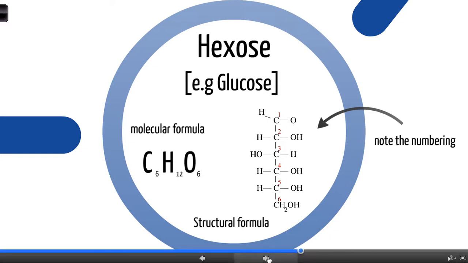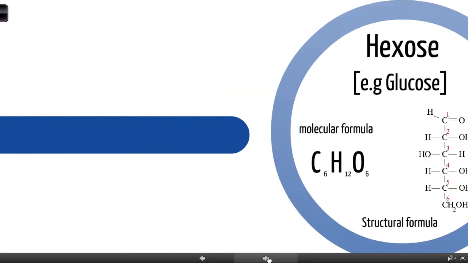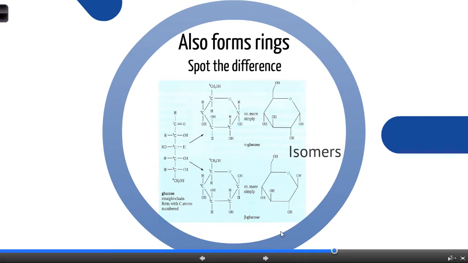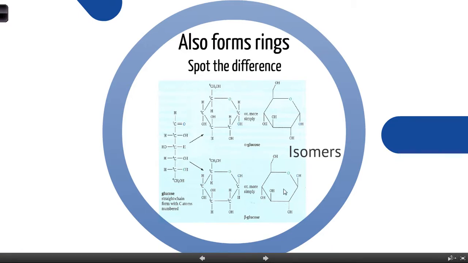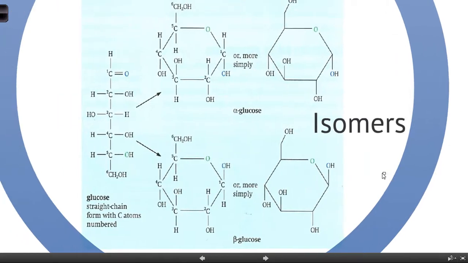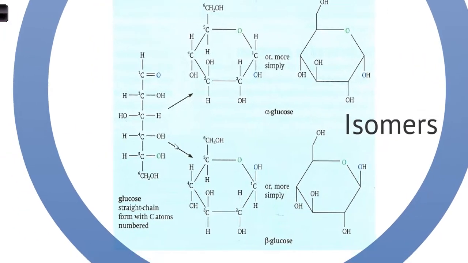So note that numbering. That's going to be important when we look at the structure in a little bit more detail. These straight chain sugars aren't often found in large quantities in nature, and that's because they can fold up to form ring structures. Here we've got the straight chain, and what happens is this double bond here opens up and bonds to carbon number 5 down here.